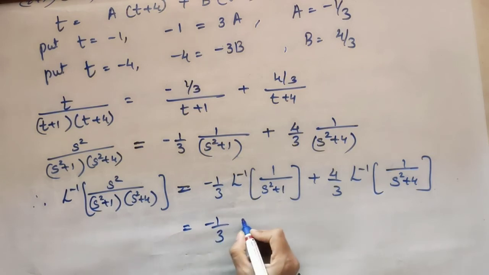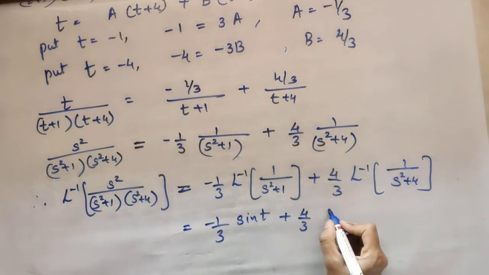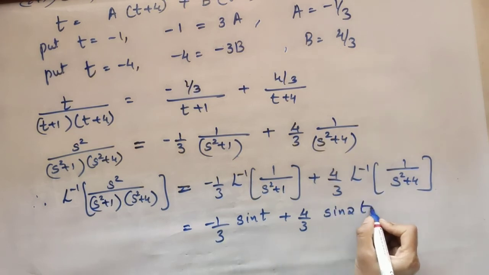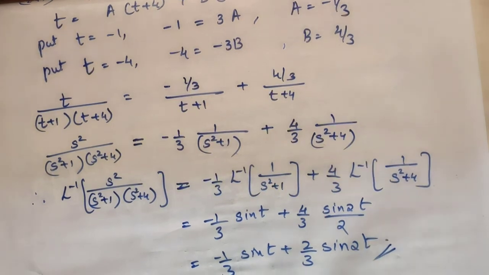Minus 1 by 3 sin t you will get, plus 4 by 3 sin 2t divided by 2 you will get. Okay, you can further simplify this: plus 2 by 3 sin 2t. This is the complete solution for this problem. Okay, I hope it is clear to all of you.